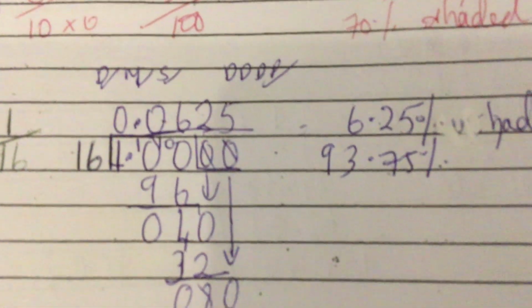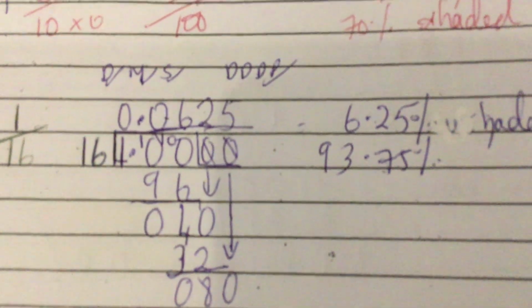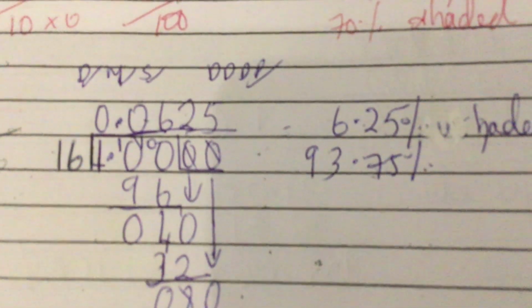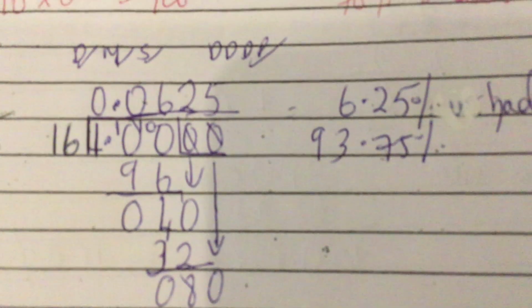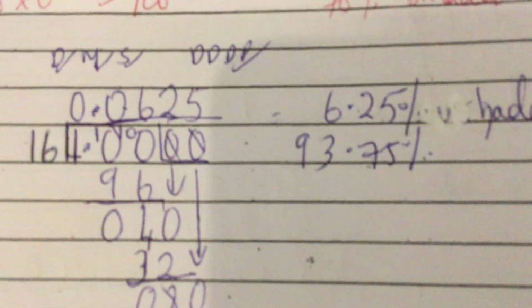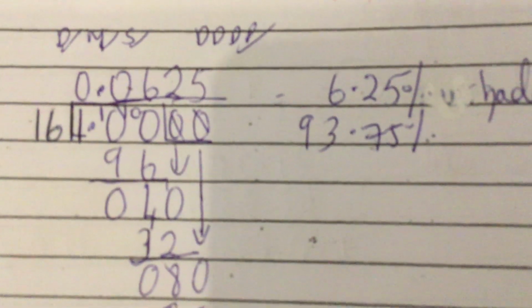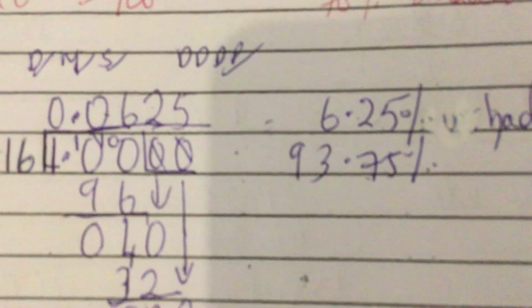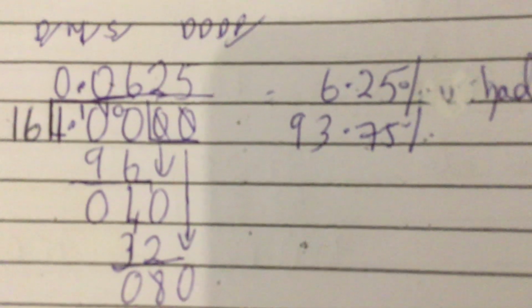16 into 100 goes 6 times, okay? Divide, tick, division. What do you do next? Multiply back out. 6 by 16 is 96. Tick. What do I do next? I forgot my subtraction sign, sorry guys. I subtract. I take them away and I'm left with 4, okay?